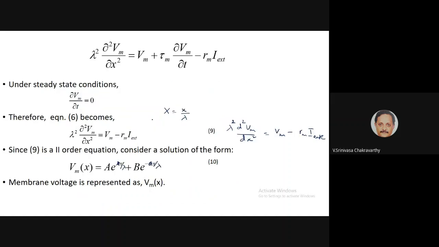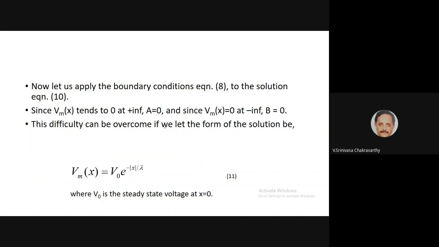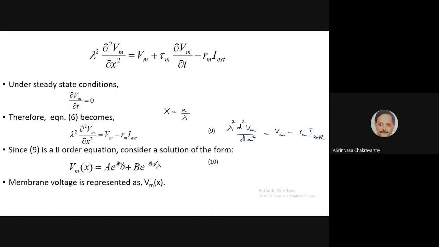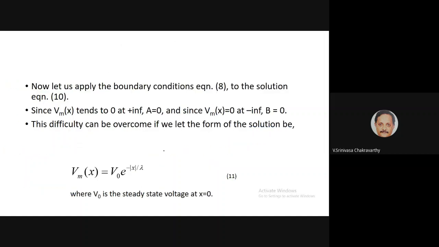So this will go to infinity at plus infinity, and this will go to 0. For the whole thing to go to 0, we have to make a equal to 0. Similarly, at minus infinity, since V(x) has to go to 0, you will have to have b equal to 0. So you have an absurd result: to satisfy the boundary conditions of V going to 0 at both infinities, you end up with an expression where the whole thing is 0, which doesn't make any sense.